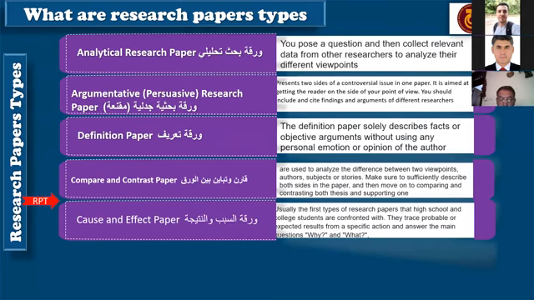We have the other type of paper, we say the cause and effect paper. Usually it is the first type of research paper that high school and college students are confronted with. They trace probable or executed results from specific actions and answer the main questions, why and what. This is a cause and effect paper.